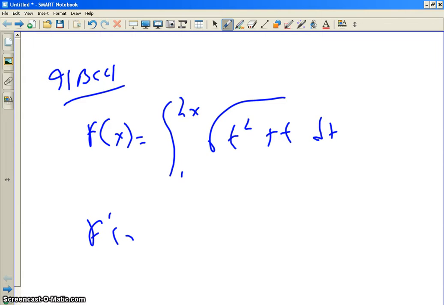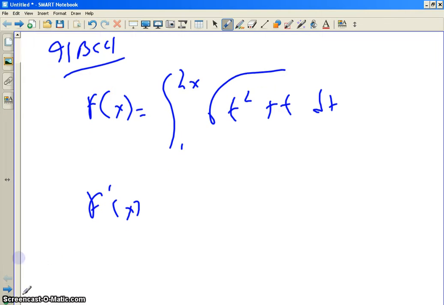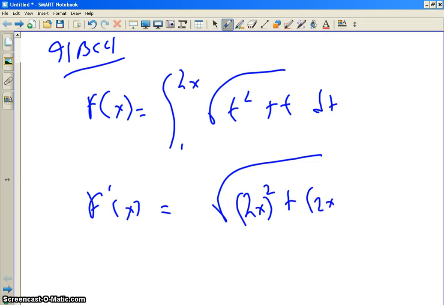Cap F prime. Remember the fundamental theorem part 2? It says take this and plug it in where you see t. So what do you get? Rad 2x squared plus 2x. Does this look familiar? Don't forget, we're not just plugging in x, we're plugging in u, so there's a chain rule. So what do you write? 2 times that. Okay, good.